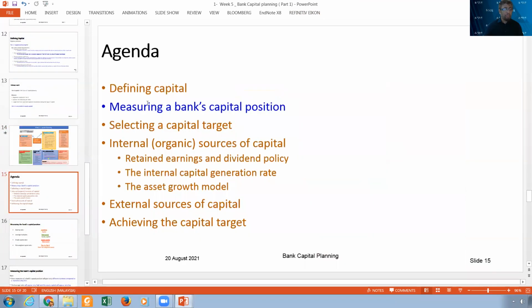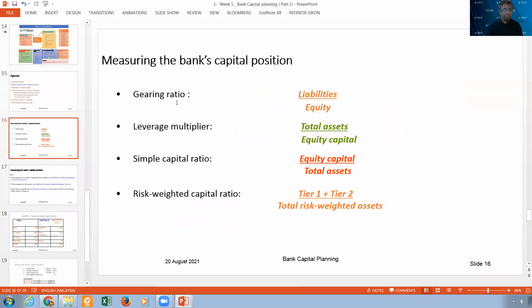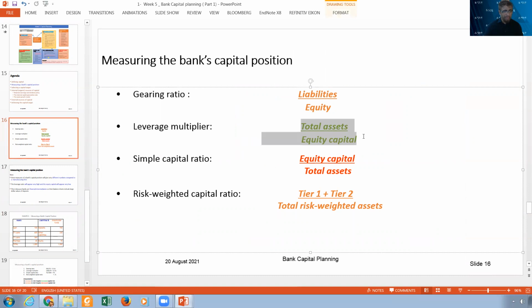Let's go now to the measuring of the capital. And this is just a piece of cake. So we have 4 measures. We have the gearing ratio and the leverage multiplier. I think you already know this from week 4. And we have the simple capital ratio, which everybody knows, even in accounting: equity capital over total assets. And we have the regulatory definition, which is tier 1 plus tier 2 over the total risk-weighted assets.